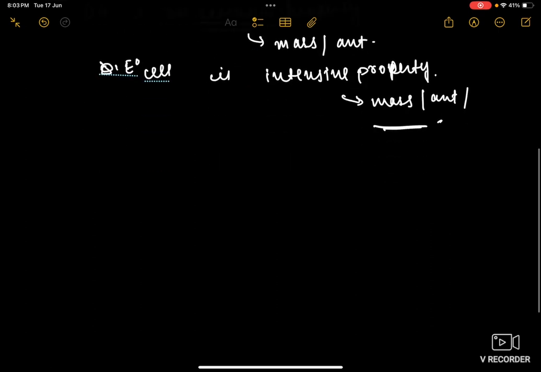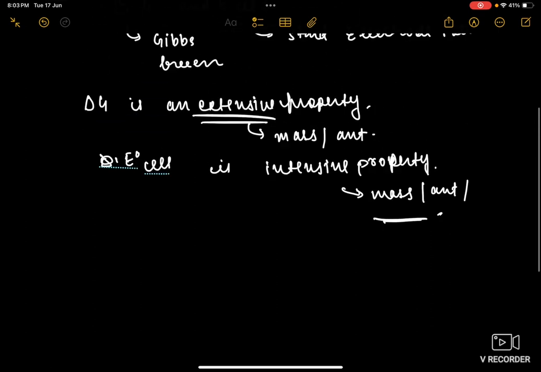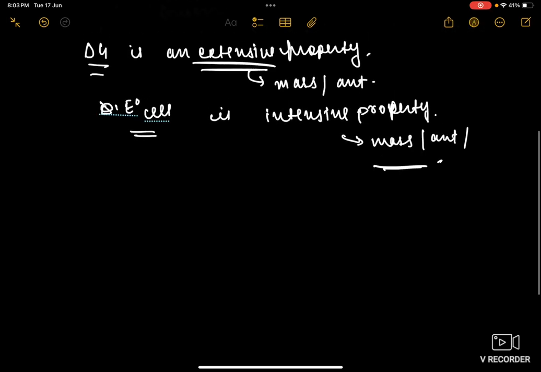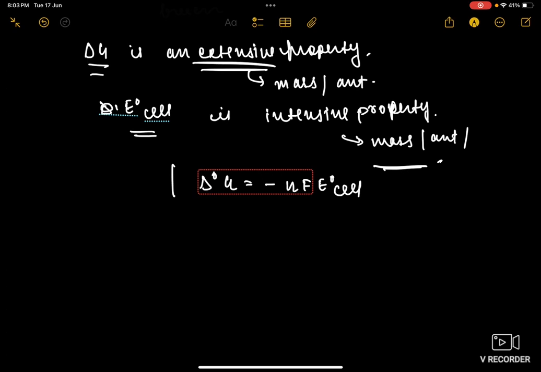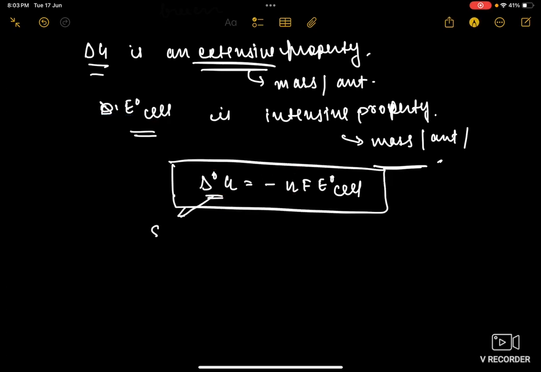Now the relation between delta G and E naught of the cell is represented as delta G naught is equal to minus n F E naught of the cell. This delta G naught is the standard Gibbs free energy.